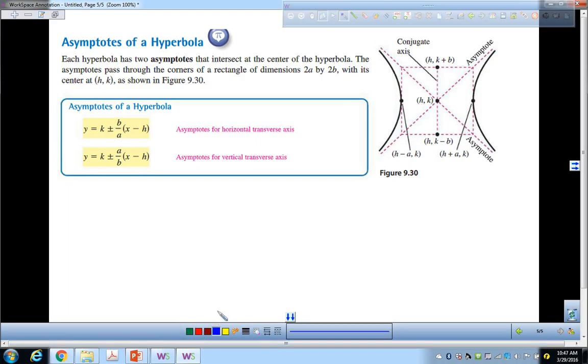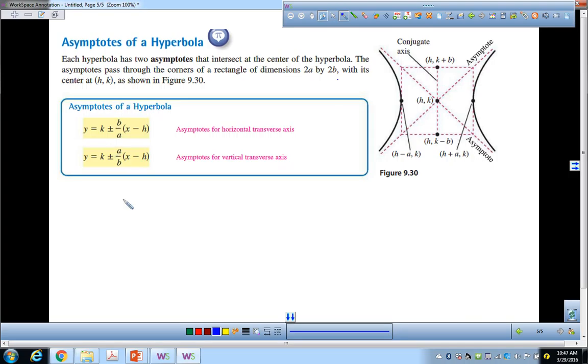Kind of what I was showing you is that here's how you find the equation of the asymptotes. I tend not to do it this way, but basically, if it's a horizontal one, like this one right here, then you can find the asymptotes by going y equals k, which is the y-coordinate of the center of your ellipse.